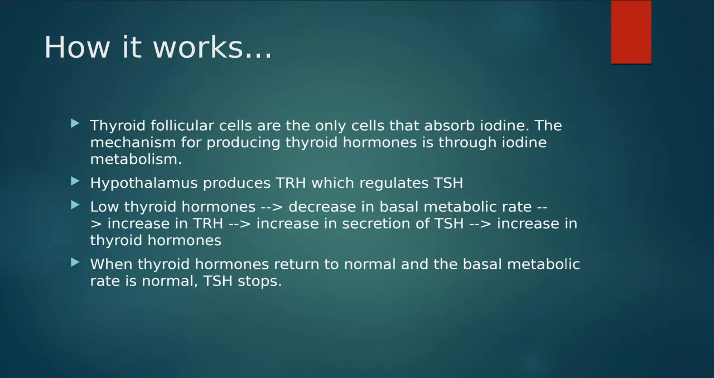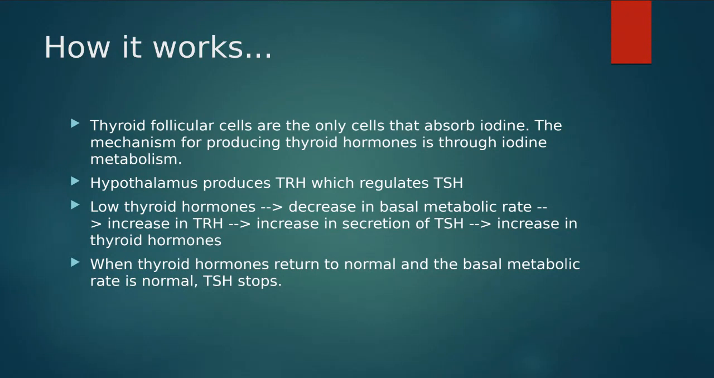Now, our low thyroid hormones are going to result in a decrease in our overall metabolic rate, which could result in an increase in thyrotropin-releasing hormone, which could also result in an increase in that TSH secretion, and therefore we have an overall increase in our thyroid hormones. So if we have any type of disturbance between these major structures, or we have one hormonal level that's a little bit higher or a little bit lower than it should be, that is going to mess up this whole metabolic process.